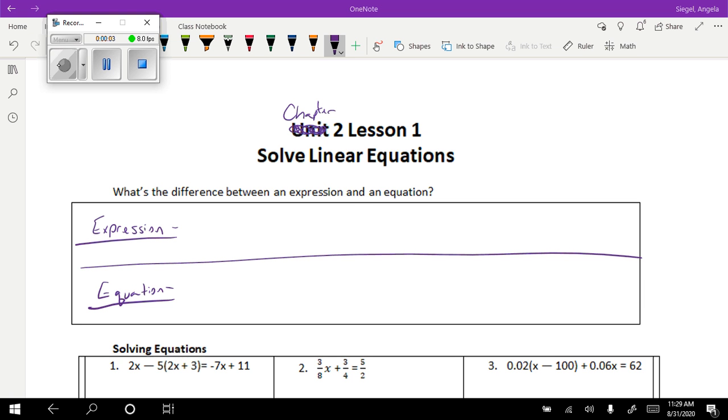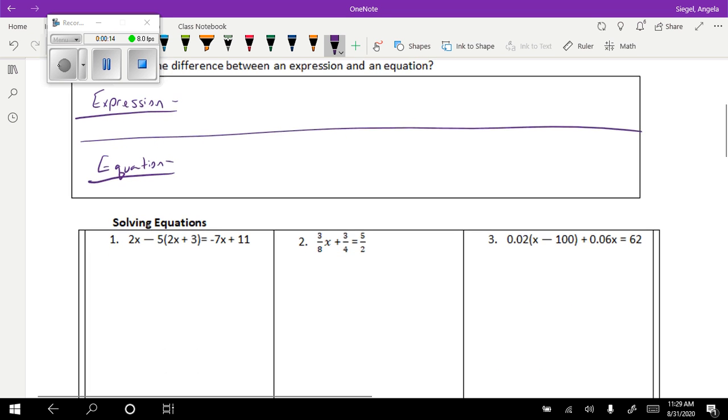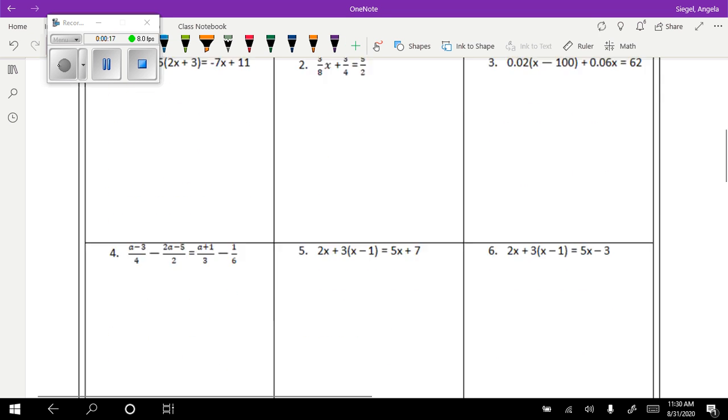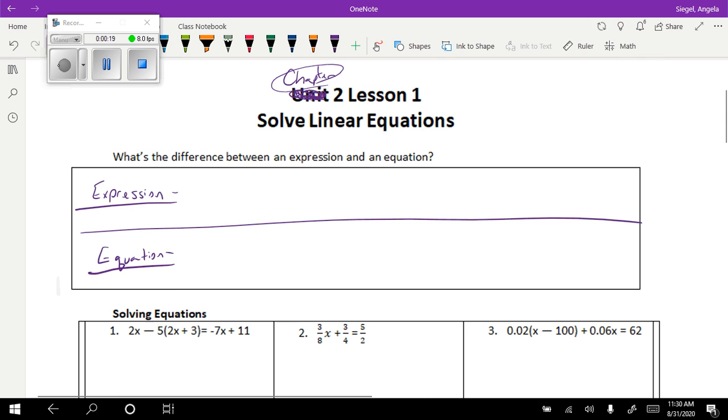Hey guys, welcome to a new lesson. We're hitting the second chapter. I accidentally put unit. It's still unit one, but we're in chapter two, and this is the first lesson. And if you take a peek ahead, we're just going to be solving equations today, so pretty easy.